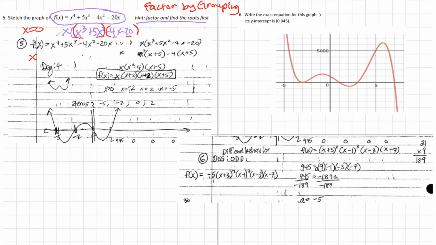Why did I take out an x? Because they all have an x. That has an x, that has an x, that has an x, that has an x. So factor out an x to simplify your problem. After you take out the x, now I want to factor these two.